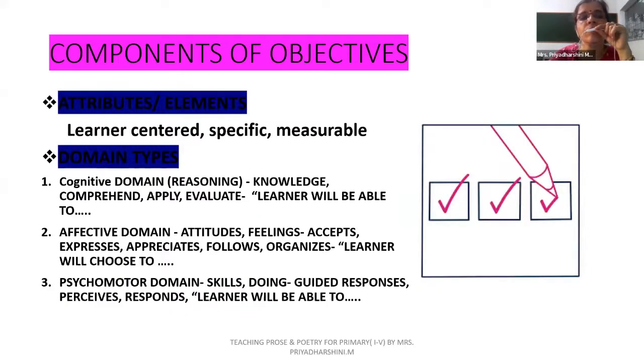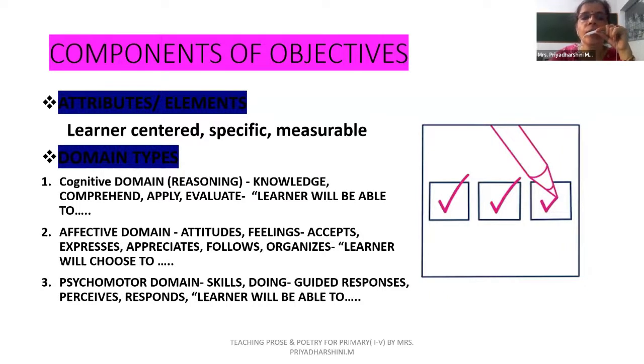Components of objectives again. The attributes or elements are that it should be learner centered, specific and measurable. The domain types: cognitive domain, where your objectives should cater to the reasoning level. Knowledge, comprehend, apply, evaluate, all these things you have to focus on. Learner will be able to acquire this particular knowledge. The child will be able to learn these many words from this particular text. The child will be able to apply this. So when you're teaching a particular grammar concept, you can say the child will be able to use prepositions while writing, and the child will be able to use prepositions while talking.